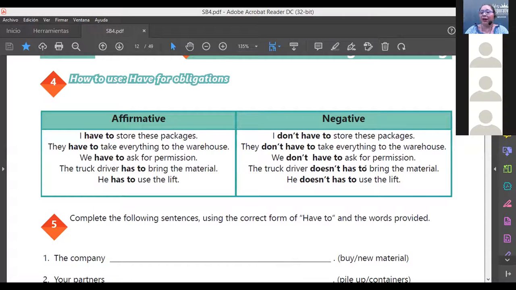Esto tiene error, ¿ok? Ese es un error de imprenta, digamos, ¿sí? Es have to, ¿ok? Have to, porque ya tenemos el doesn't. Entonces es have to, ¿sí? Lo voy a tratar de poner por acá. Este y este son have to. Igual este otro. ¿Sí? Doesn't have to. Igual acá. Doesn't have to. ¿Ok? No se mira, ¿verdad?